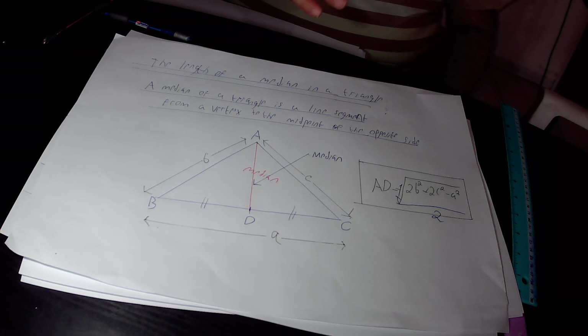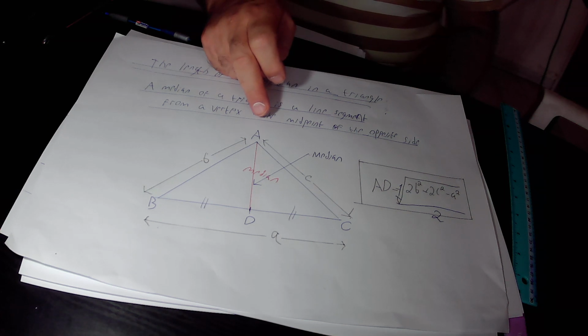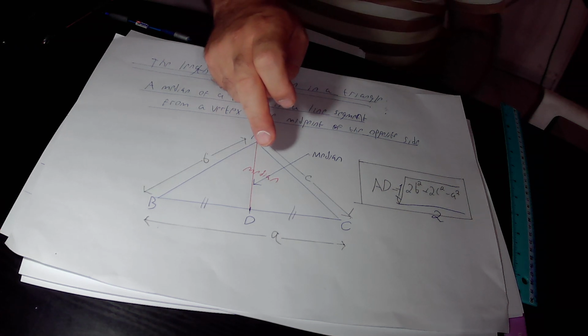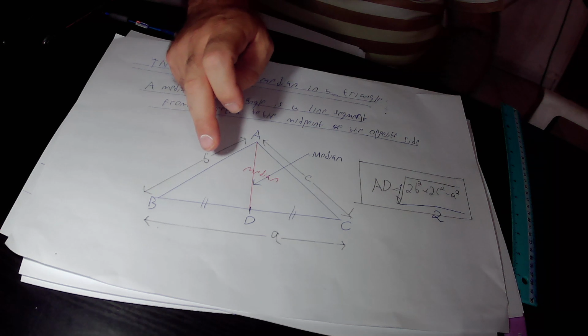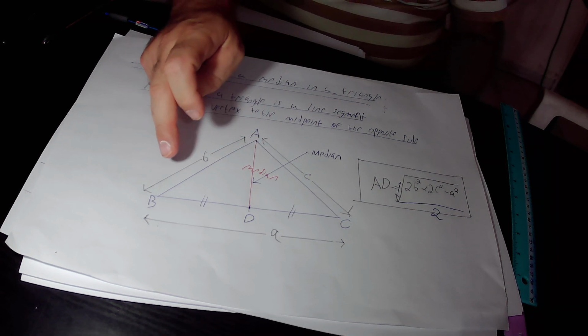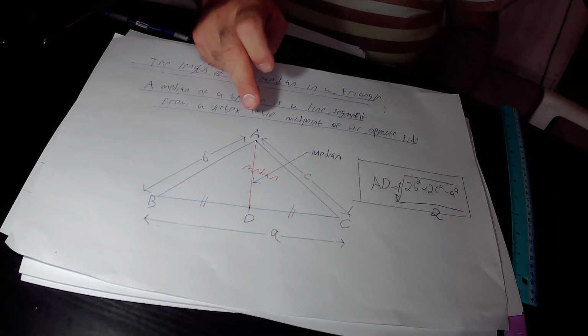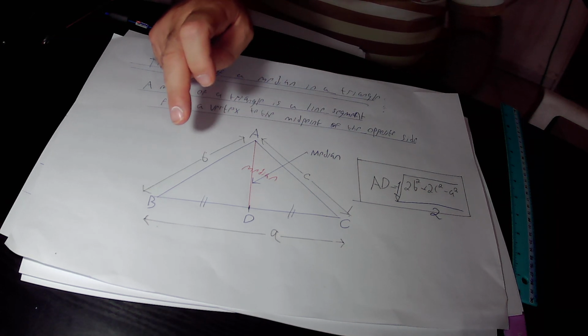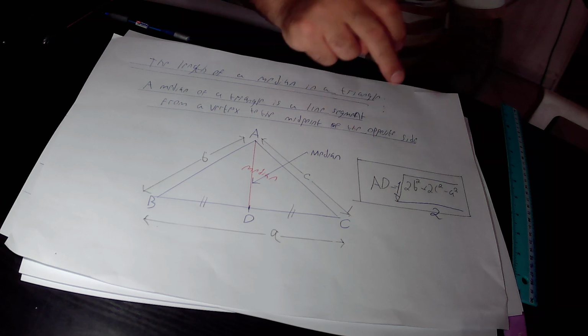So the median of any triangle bisects the opposite side to the vertex into two halves. The opposite side of vertex A is BC, so the median AD bisects side BC into two halves.